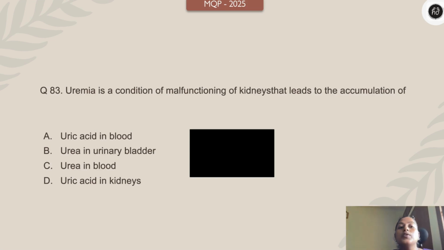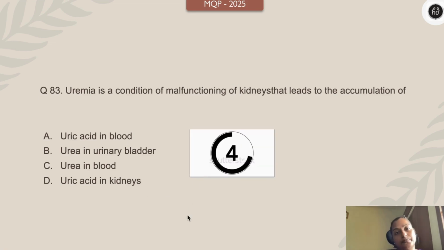Uremia is a condition of malfunctioning of kidneys that leads to accumulation of what? Uric acid in the blood, urea in the urinary bladder, urea in blood, or uric acid in kidneys. Your time starts 3, 2, 1 right now. Uremia. Right, this is a very simple thing, children.